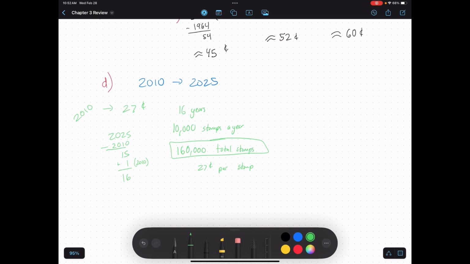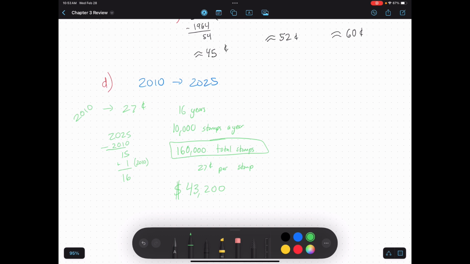160,000 times 27 cents is 4,320,000, but remember that's in terms of cents. So if I move that in terms of dollars, I'm going to get $43,200. Right? I just moved the decimal place over twice. Divide by 100 in order to get it in terms of dollars. Okay, so that's how much money they spend if they buy all of their stamps in 2010. They're going to spend a total of $43,200.